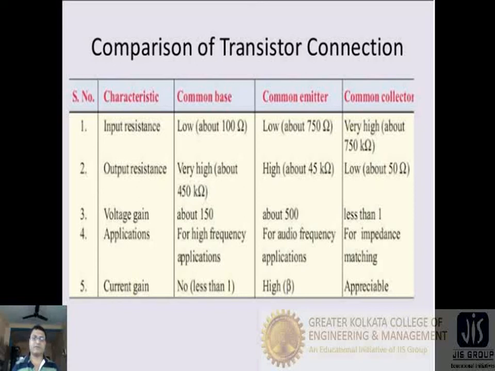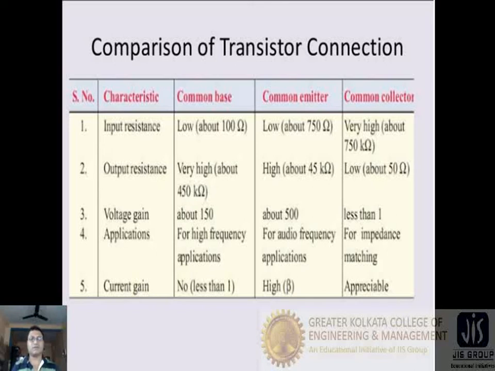In case of common base configuration, the output resistance is very high, in order of 450 kilo ohm. In case of common emitter configuration, the output resistance is also pretty high, in order of 45 kilo ohm. In case of common collector configuration, the output resistance is low, in the order of 50 ohm, which is very low. In case of common base configuration, the voltage gain is about 150. In case of common emitter configuration, the voltage gain is almost 500, and in case of common collector configuration, the voltage gain is very less, it is less than 1.